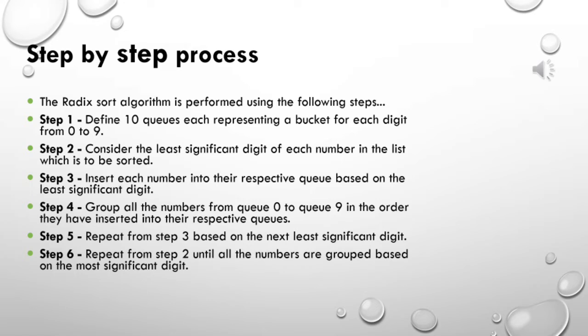Step 4. Group all the numbers from Q0 to Q9 in the order they have inserted into their respective queues. Step 5. Repeat from step 3 based on the next least significant digit. Step 6. Repeat from step 2 until all the numbers are grouped based on the most significant digit.